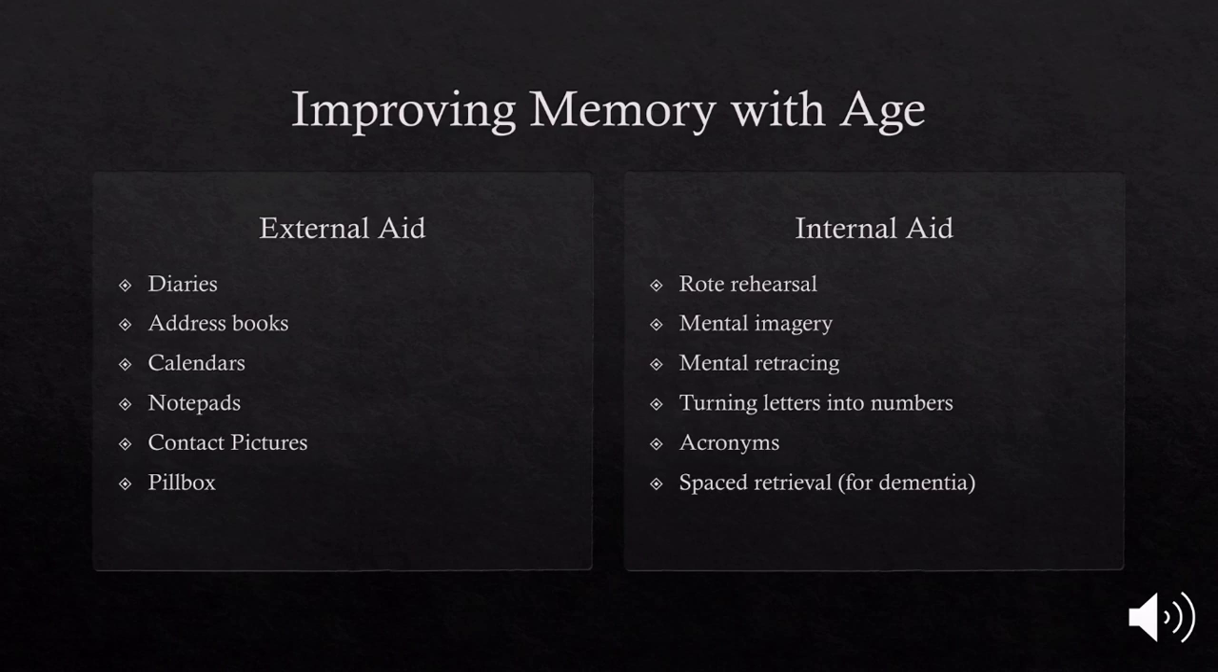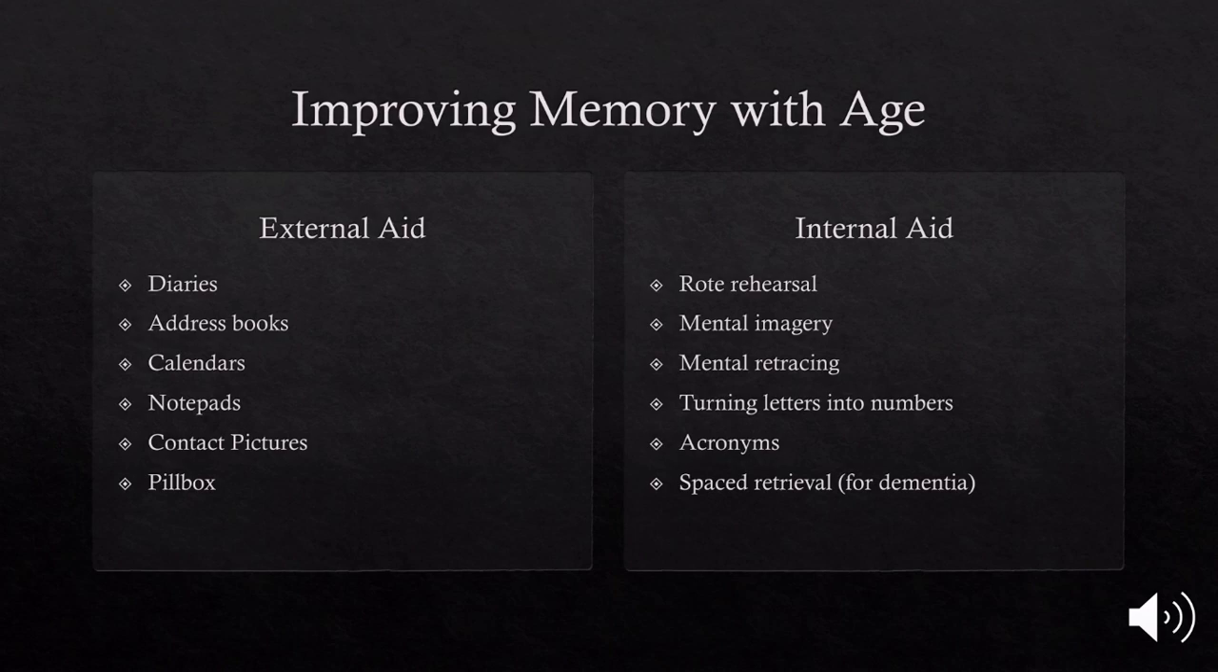Luckily, we can improve memory with age. We have a few things here, such as diaries to help you remember old memories, address books to help you remember numbers, calendars for important dates and appointments, contact pictures, which could help you put a face with a name, and pill box for medications, internal aids such as rote rehearsal, which is repetition, mental imagery such as reminding yourself that you left your keys by the yellow box on the counter. Remember the yellow box, you'll remember your keys are next to it. Turning letters into numbers, acronyms.